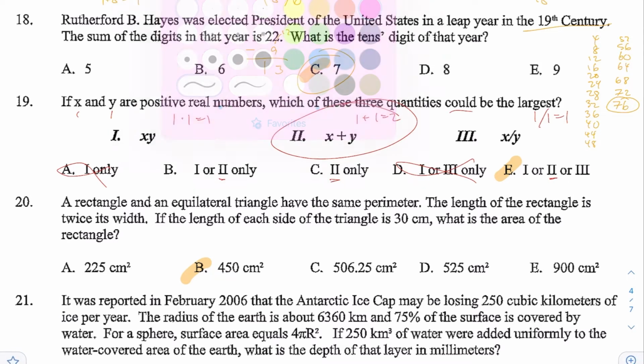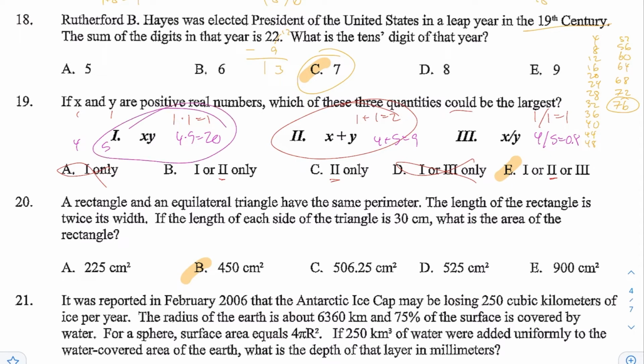Then you try another set. If, let's say, x is 4 and y is 5, then 4 times 5 is equal to 20, whereas 4 plus 5 is equal to 9, and 4 divided by 5 is 0.8. So here, 1 is the largest, so you eliminate choice C. So 1 could also be the largest as well.